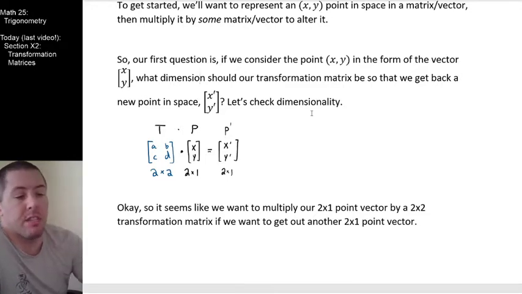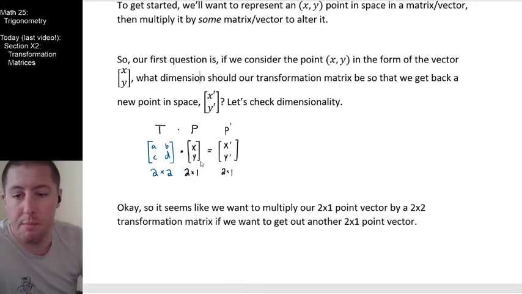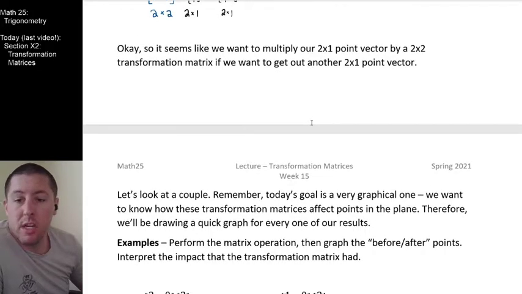So all the operations that we'll do today will always look like a 2 by 2 transformation matrix multiplying either 1 point or many points. And we're going to start with just 1 point here, and then we'll upgrade it, right? So let's go ahead and look at a couple examples.